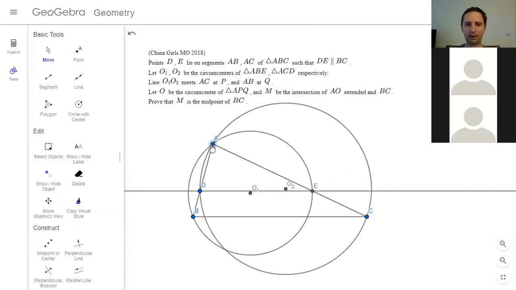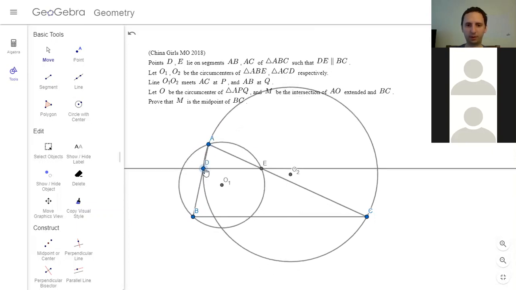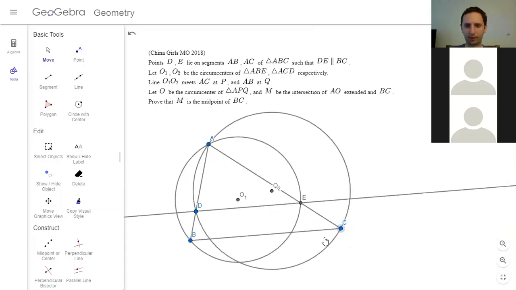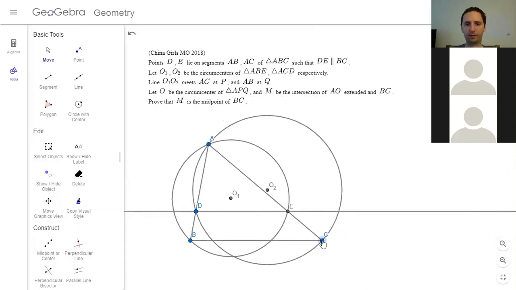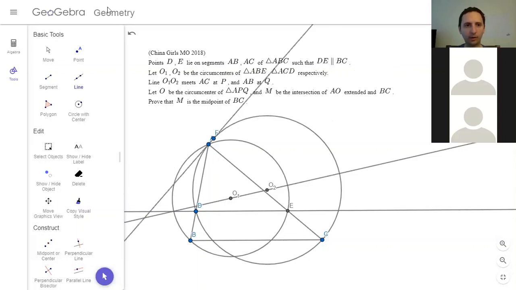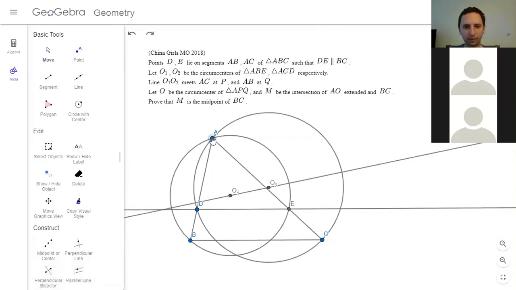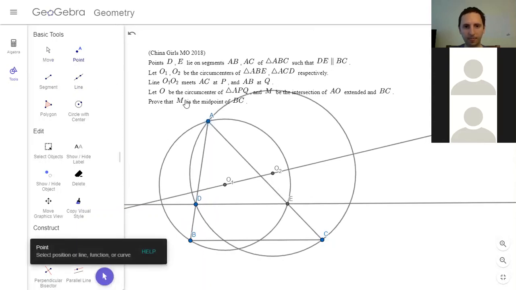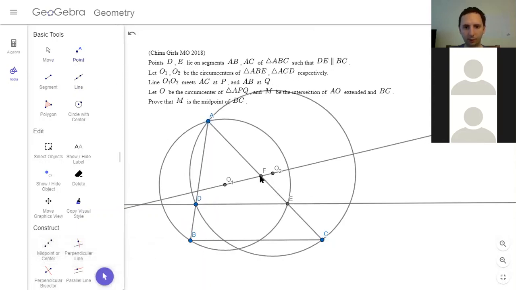Okay, so let's draw a diagram where it doesn't look like they're parallel. Maybe if I draw like a tall triangle, yeah, there we go, that looks better. Line O1, O2 meets AC at P. All right, so let's make this look nice. It meets AC at P and AB at Q.